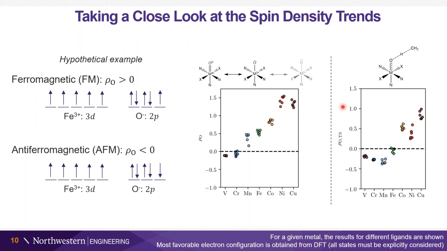On the right-hand side, I'm now showing the spin density of the oxygen atom at the transition state for C-H bond activation. And again, what we see is that there are some periodic trends, but what I really want to draw your attention to are the MOFs that are shown in these purple boxes.